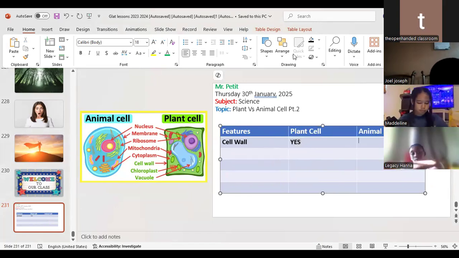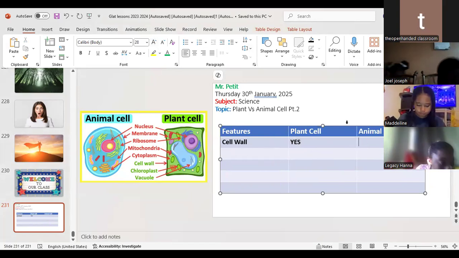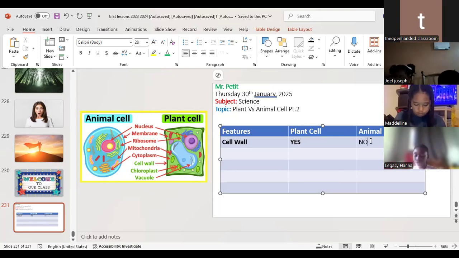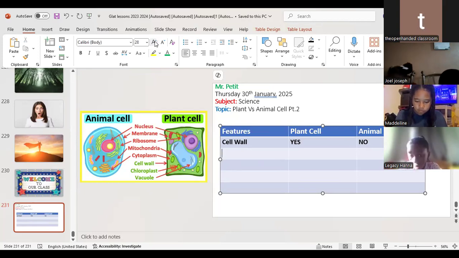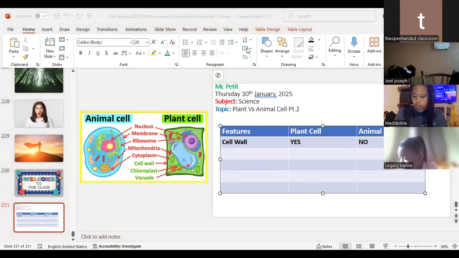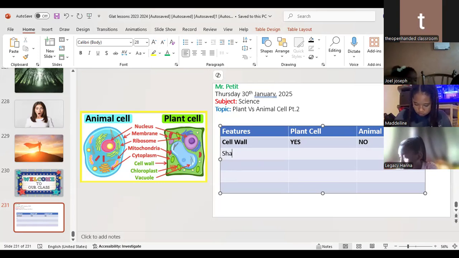Does an animal cell have a cell wall? No, sir. The answer is no. Animal cell does not have a cell wall. So the plant cell does have a cell wall, but the animal cell does not have a cell wall. The next feature that we're gonna look at is the shape. Let's look at the shape.